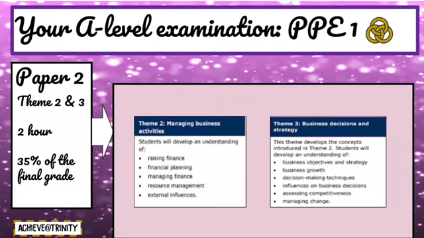Paper 2 covers Theme 2 and 3. These cover managing a business activity and business decisions and strategy. The slide shows the full content of the 2 themes. Theme 2 covers finance and has formulas that must be remembered. Theme 3 is very heavily weighted on accountancy, and again formulas must be remembered and practiced.